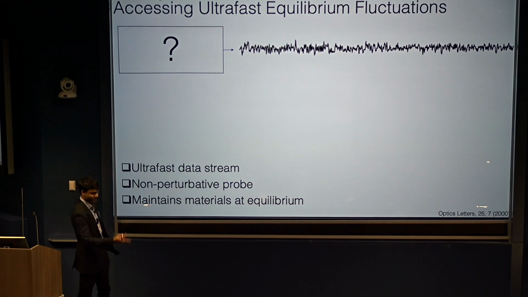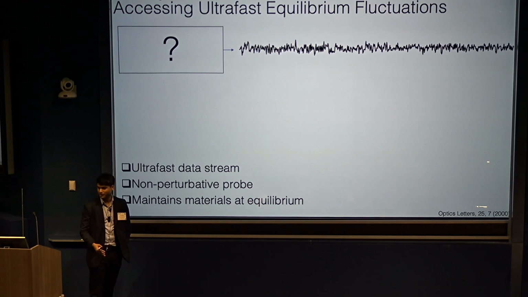The first gives us an ultrafast data stream. The second is non-perturbative, because no one wants a perturbative probe. And the third one is that, of course, we want to look at equilibrium fluctuations, so the material needs to remain at equilibrium.